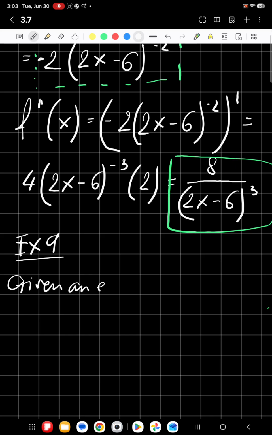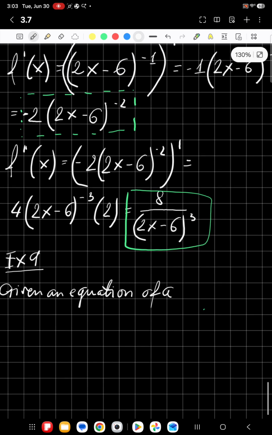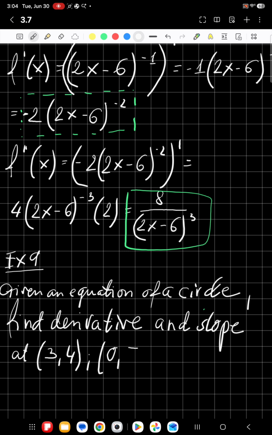Given an equation of a circle, find derivative and slope at these points. So (3, 4), (0, 5), and (5, 0).